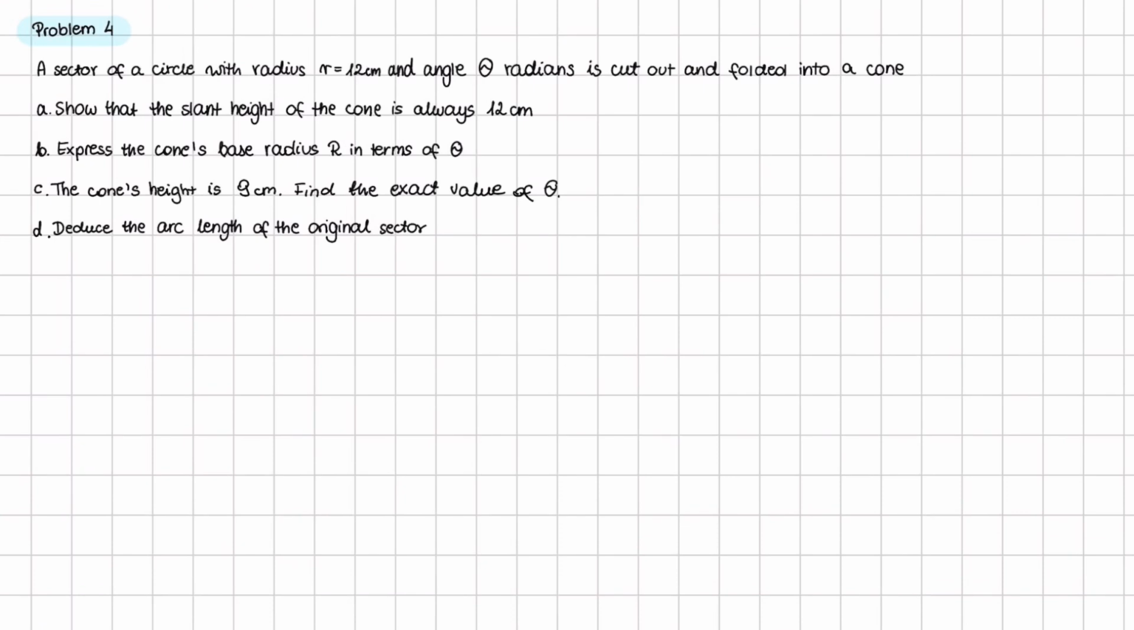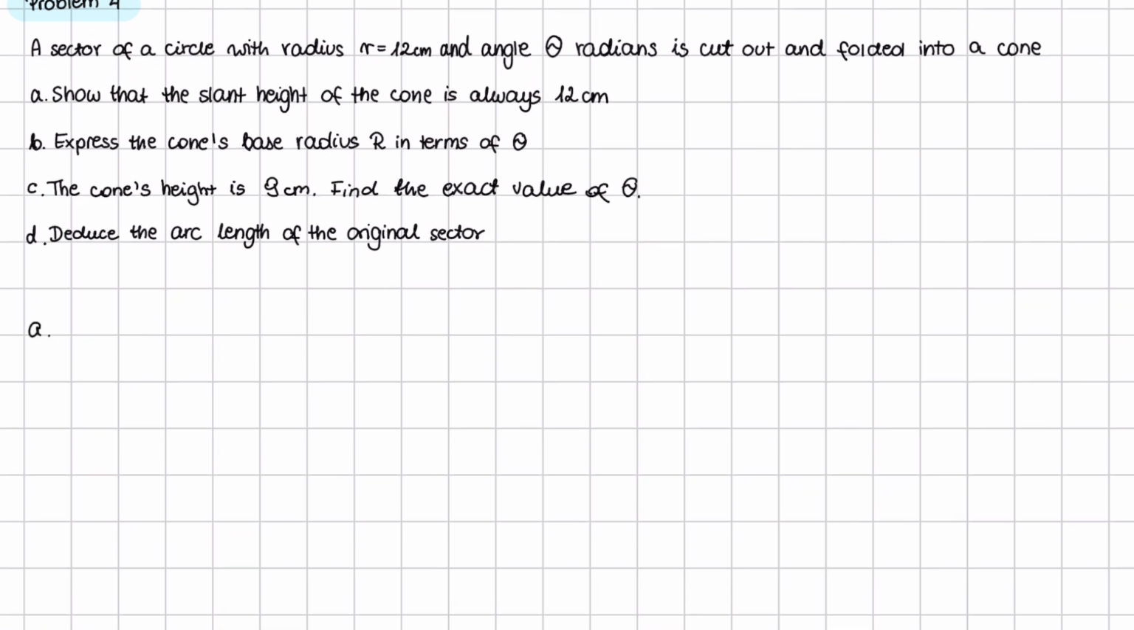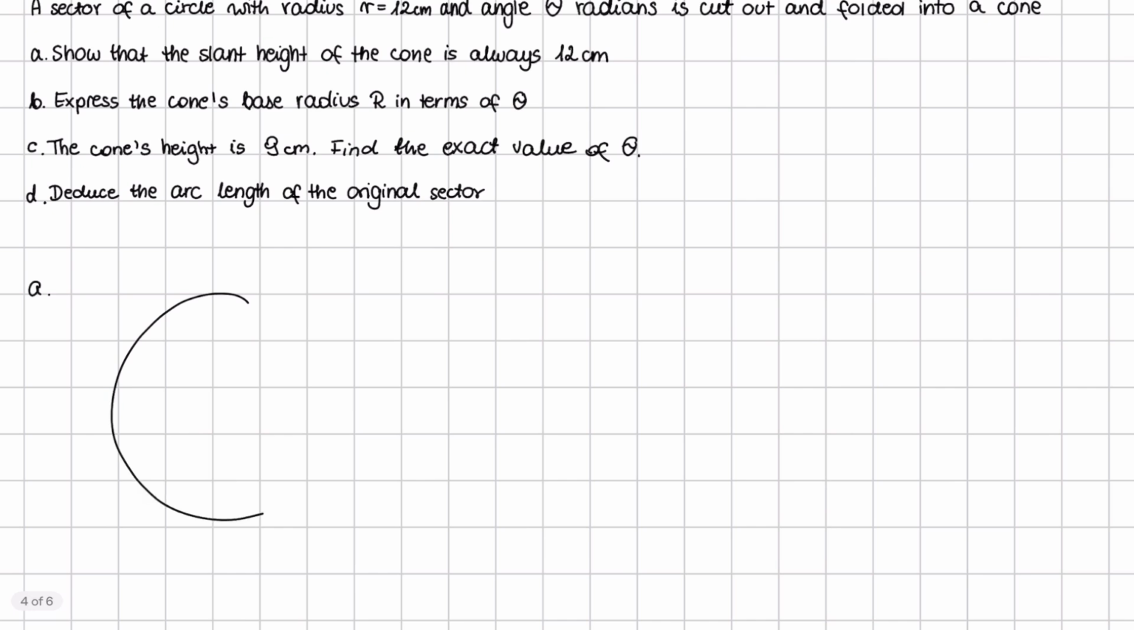Problem 4. A sector of a circle with radius r 12 centimeters and angle theta radians is cut out and folded into a cone. A. Show that the slant height of the cone is always 12 centimeters. So let's draw our circle firstly. So this is our circle. Here, more or less, we have our center. So here we have our radius, and in here we have our angle.